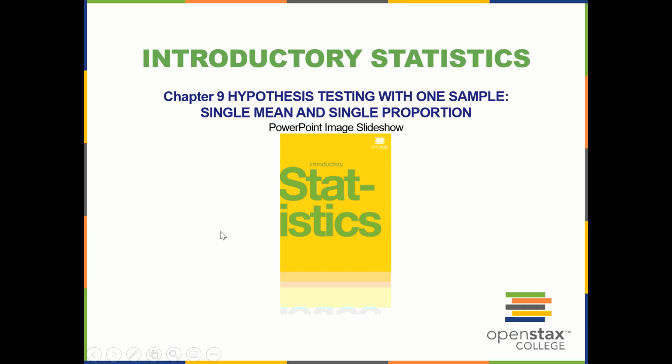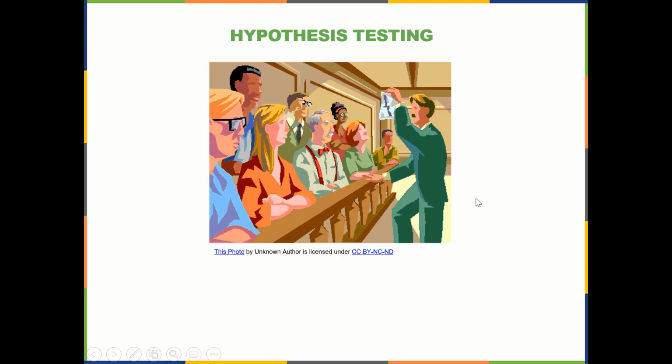In this video, we will look at the basics of hypothesis testing. We will look at examples involving one sample that's used to test a claim about a single population mean or a single population proportion. There are other types of tests where you could compare two population means or two population proportions, or even look at the difference between matched pairs.